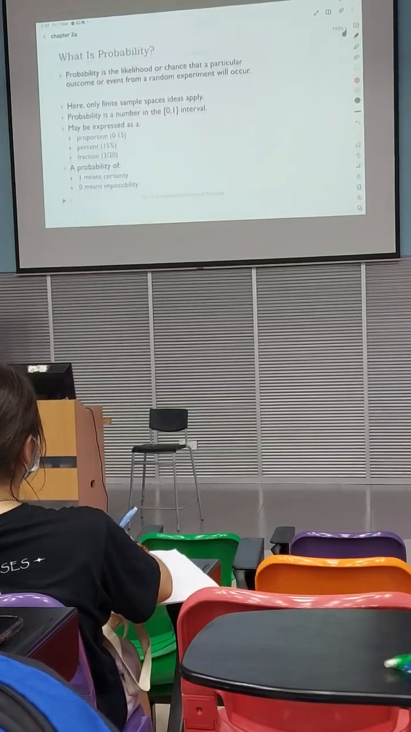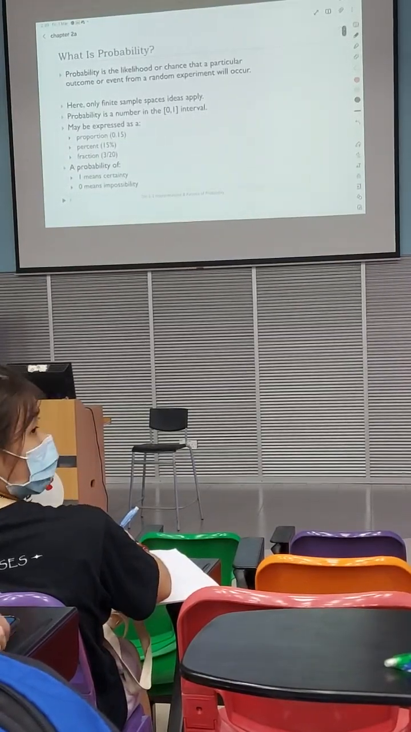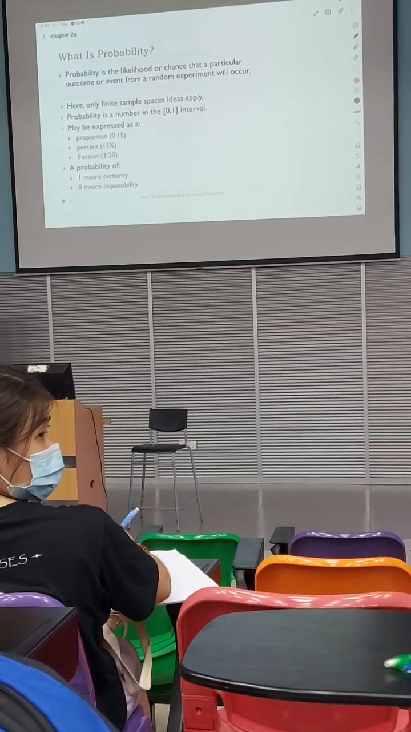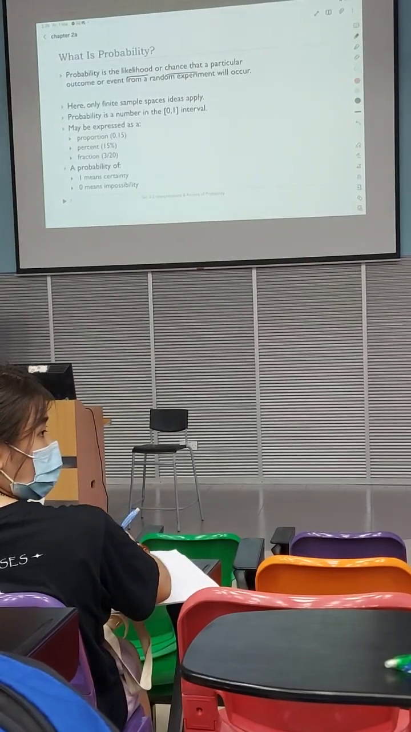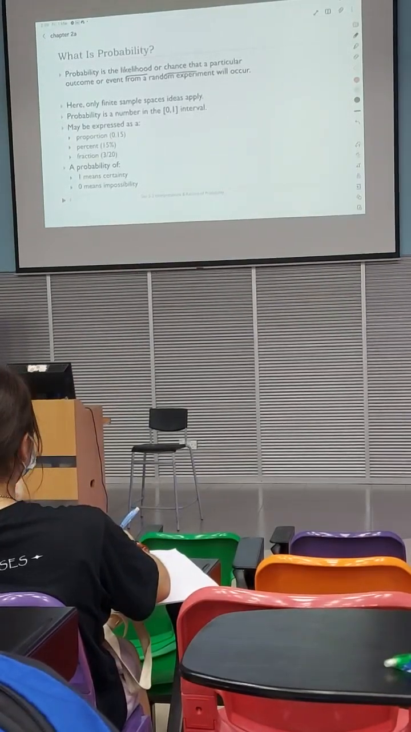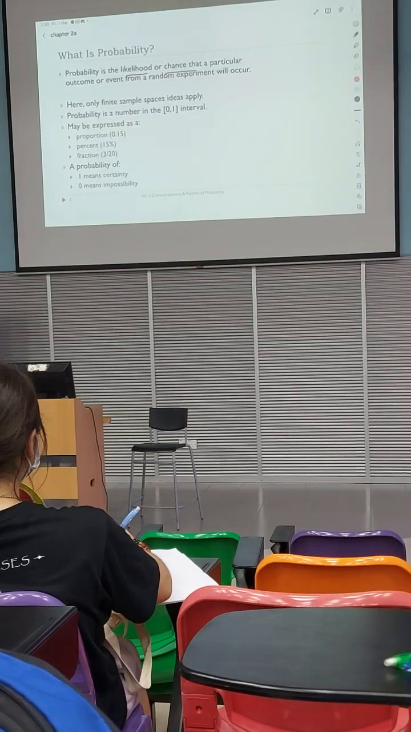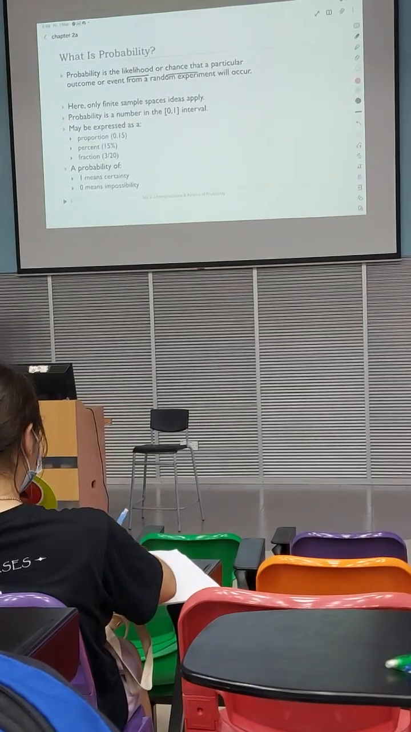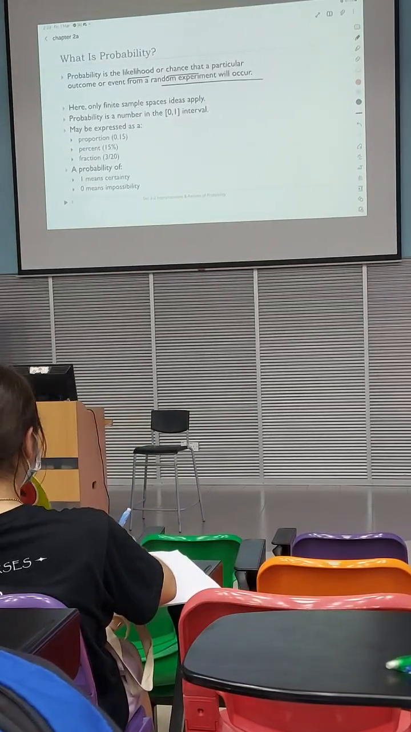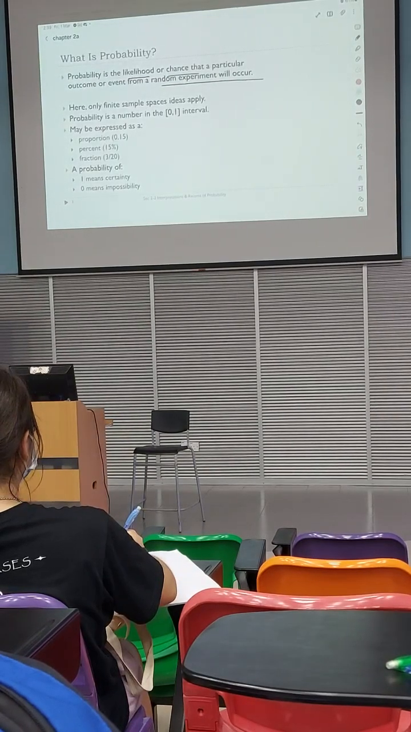So in this case, what is probability? By definition, probability is the likelihood or the chance that a particular event outcome would happen. It must happen from a random experiment. I will explain these terms one by one later. These are the things that you must know.